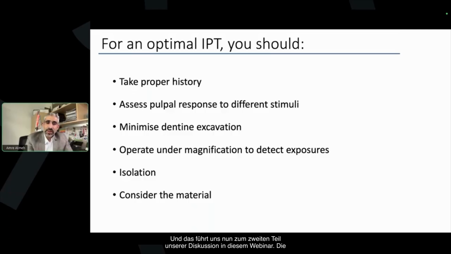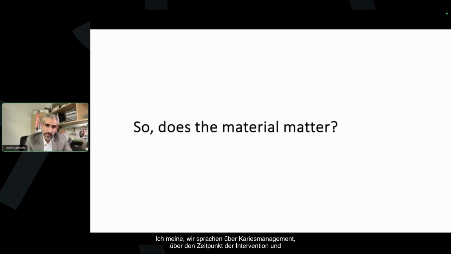And lastly is the material, and that's what will move us to the second stage of our discussion in this webinar. So the question is, does the material matter? We talked about the caries management, the stage of intervention, and the way we intervene to manage caries. So the last step is we have to place the material as an indirect pulp treatment. We may think, okay, we already protected the pulp, so why do we have to consider the material?